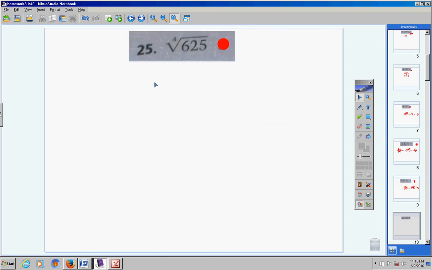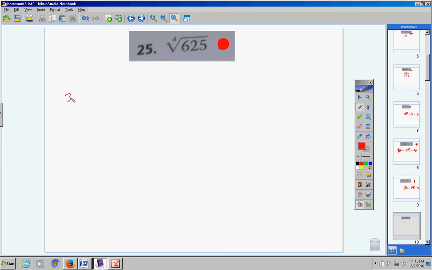Okay, moving on now to 25 through 44. The directions say for 25 through 32, evaluate without using a calculator. So we've got to think of four numbers multiplied together that would give me 625, because we're looking at a fourth root, which means I want four numbers multiplied together that would give me 625, but they have to be the same number.